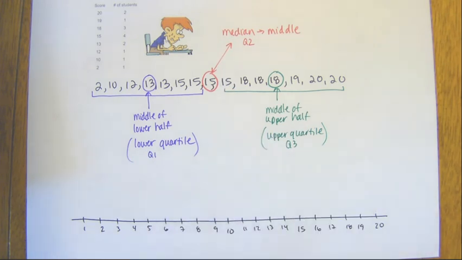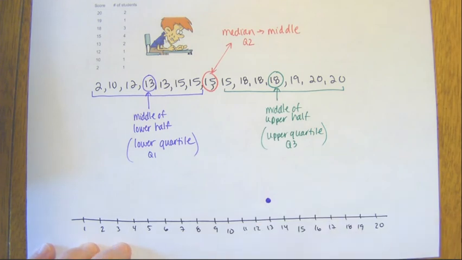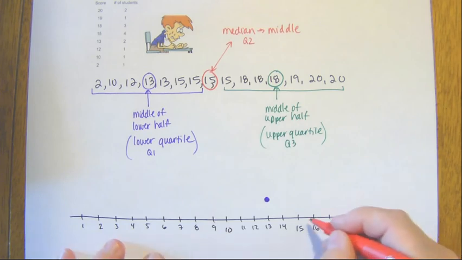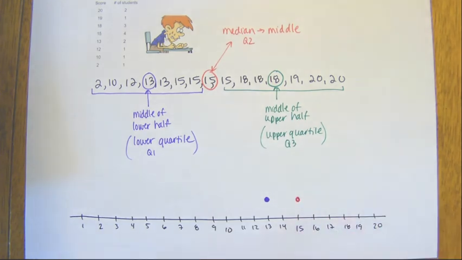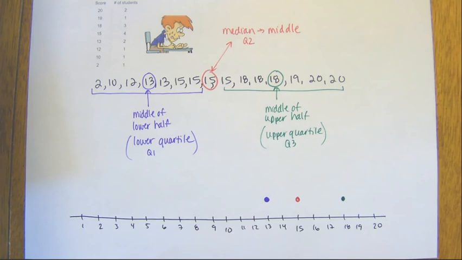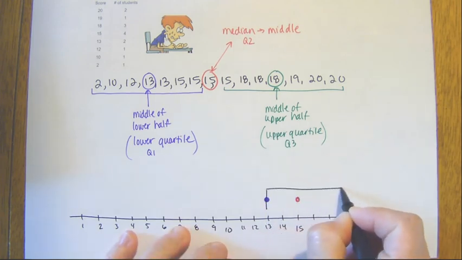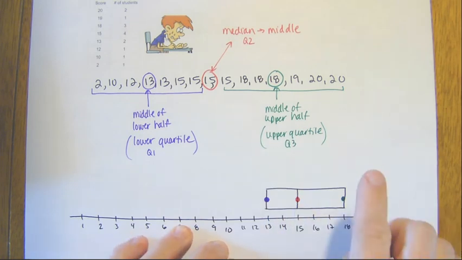So I've got a number at 13. That was my lower quartile. So I made that one purple. My median was right in the middle. That was at 15, the middle number. And then my upper quartile was at 18, so that was right here. What I'm going to do with those is put a box around those, and there's my box. The whiskers come in from the biggest and the smallest numbers.